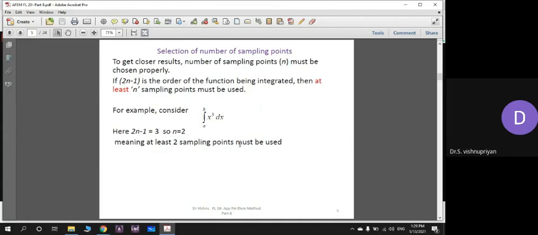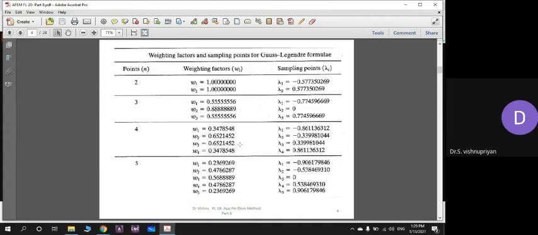Once you decide that you're going to use 2 sampling points, you can come to this table, and for 2 sampling points, we have these sampling points, and these are the weighting functions.